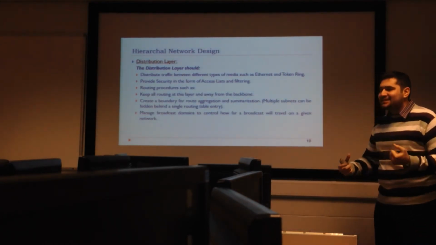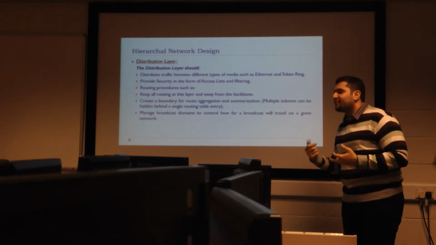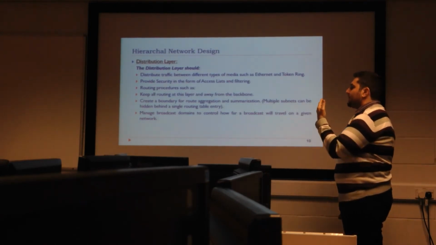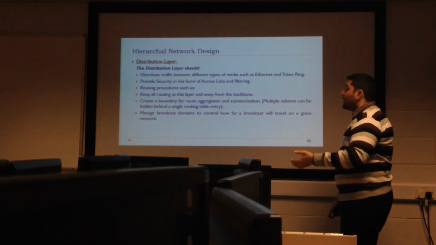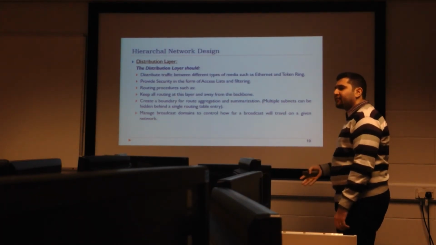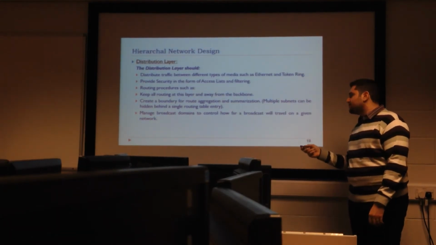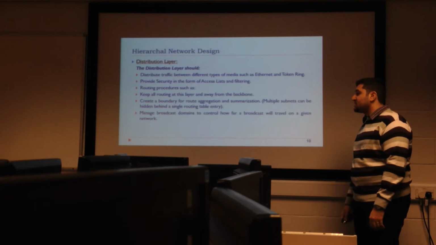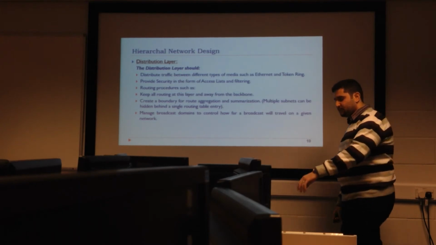That's the main job of the core, and keeping everything connected for sure. The distribution layer is the place where you deal with different kinds of traffic and different types of media. You can start applying access lists and filtering at this level. Like I said, the routing needs to be away from the core, but it's done in the distribution layer. You need to create boundaries here for route aggregation and summarization, and manage your domains from this layer.